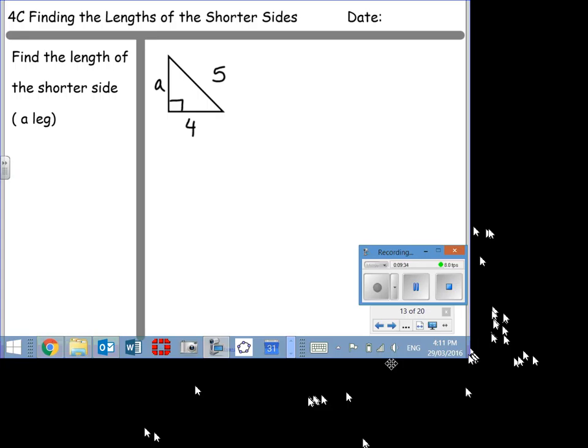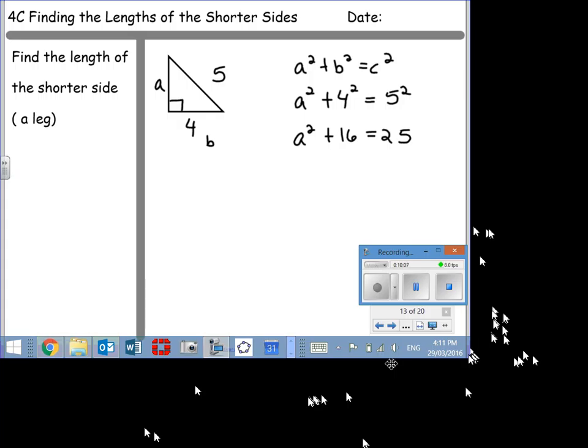I'm going to again set up Pythagoras' theorem and substitute in the values that I know. However, this time I don't know A, so I'm going to leave that as A squared. And then I do know that B is going to be 4 squared, so I'll call that side B. And then I know that my hypotenuse is 5 squared. Okay? So I've identified all the parts of this equation that I know. So let's go ahead and simplify. A squared plus 16 equals 25.